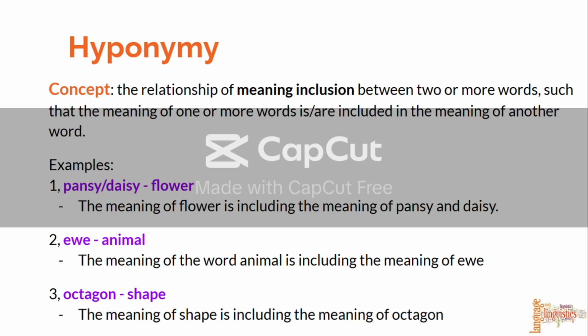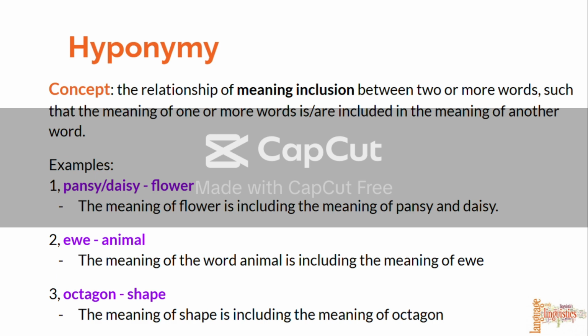Firstly, let's look at the term hyponymy. The concept of hyponymy is referring to the relationship of meaning inclusion between two or more words, such that the meaning of one or more words are included in the meaning of another word. Let's look at some examples.